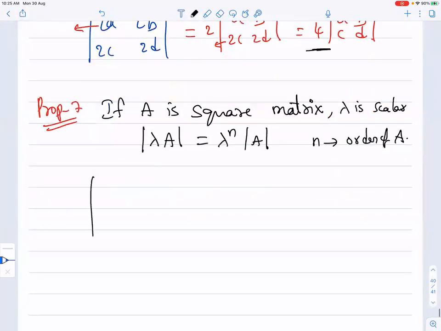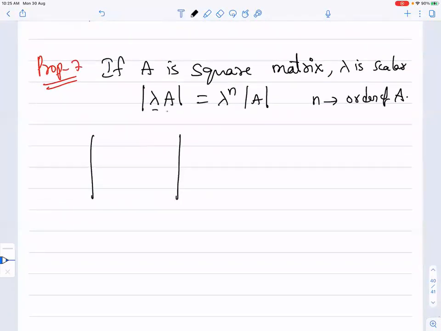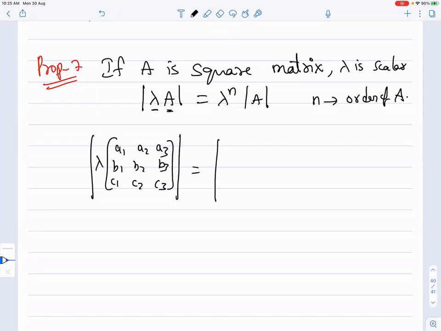Imagine you have 4 different rows. Shall I explain you this property again? See, lambda A is what? We are multiplying lambda to a matrix A. So lambda to A1, A2, A3, B1, B2, B3, C1, C2, C3. लेफ्ट हैंड साइड में क्या हो रहा है? लैम्डा एक मैट्रिक्स को मल्टीप्लाई हो रहा है, उसको डिटरमिनेंट लगा रहे हैं हम, करेक्ट ना? सो लैम्डा मैट्रिक्स को मल्टीप्लाई होगा तो क्या होता है? लैम्डा A1, लैम्डा A2, लैम्डा A3, लैम्डा B1, लैम्डा B2, लैम्डा B3, लैम्डा C1, लैम्डा C2, लैम्डा C3.